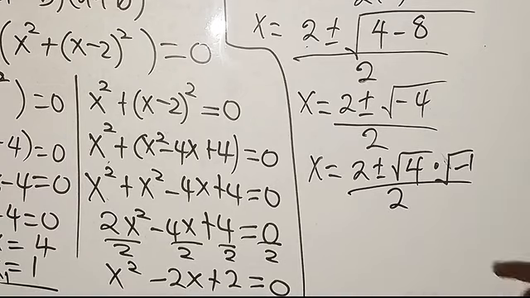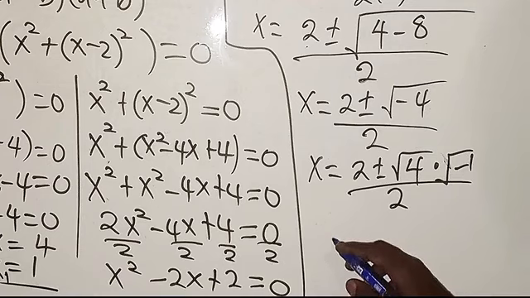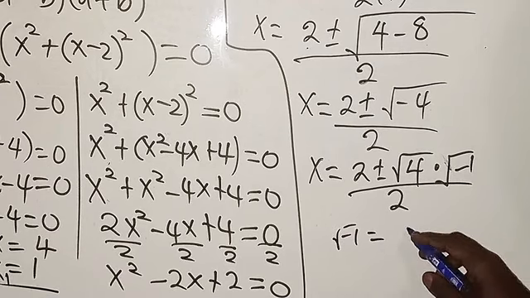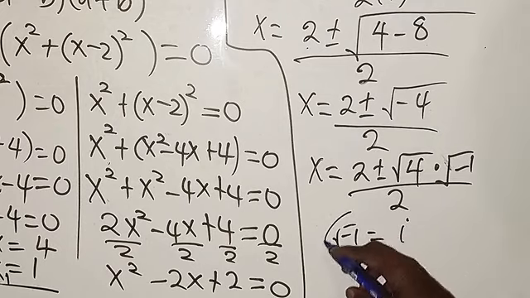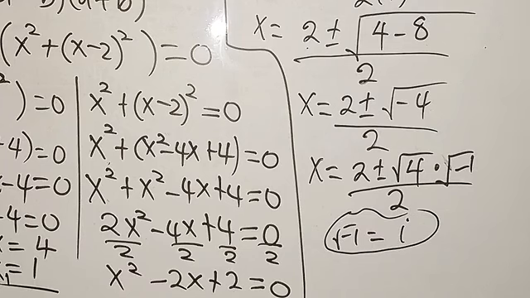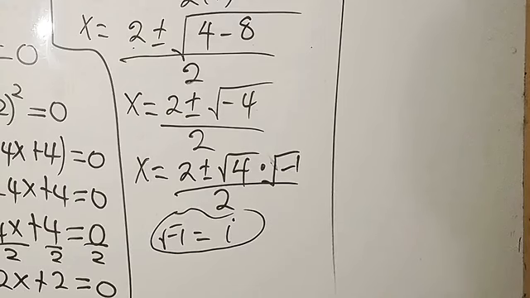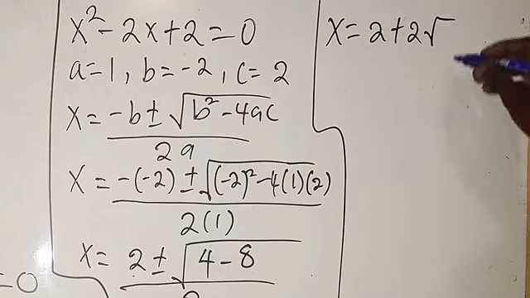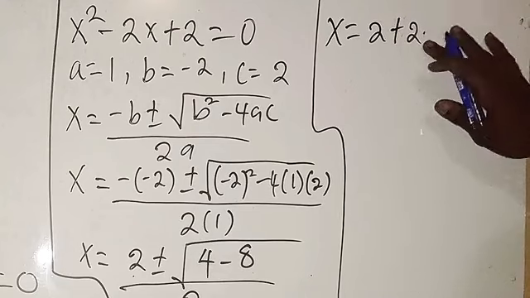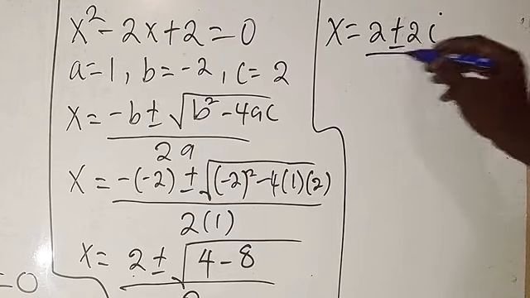So now here, the root of minus 1 will give us what? i, right? So I want you to pick this. The root of minus 1 will give us i, that is from the complex plane. So now by having that, we are going to have x equals 2 plus, the root of 4 will give us 2. Then we have the root of minus 1, and that's going to give us i, plus or minus, we have 2.